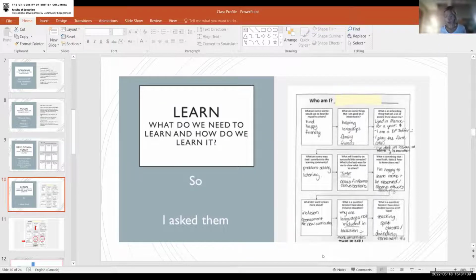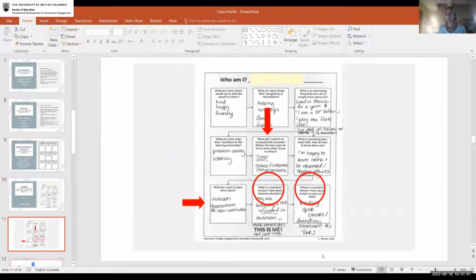So I asked all the staff, and then I focused in on these four things. What will I need to be successful this semester? What's the best way for me to show what I know, or how do I learn best? What do I want to learn more about? What is a question or attention I have around inclusive education? And what is a question or attention I have around student success?